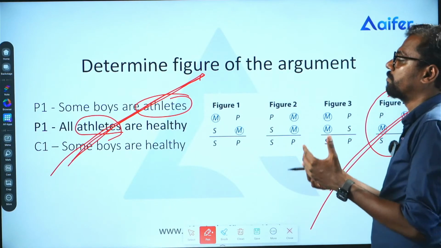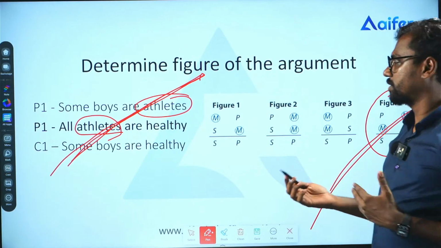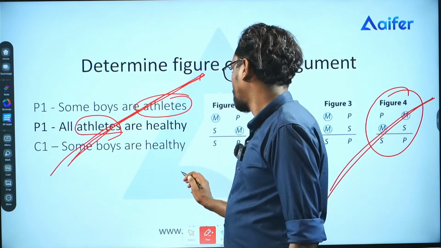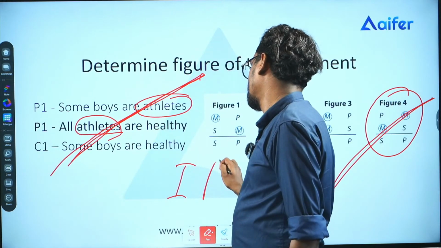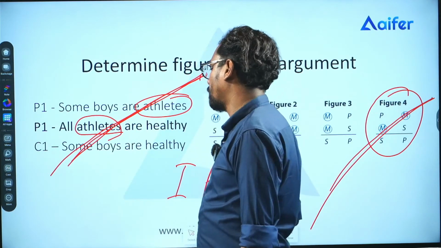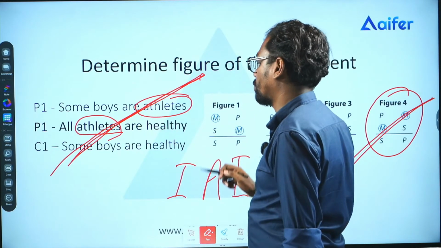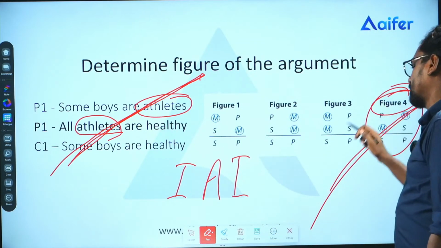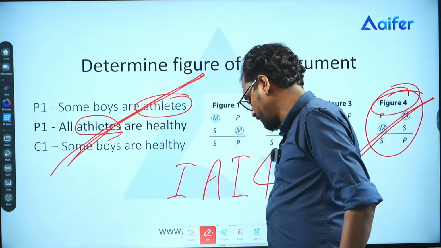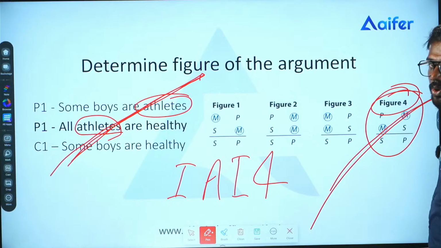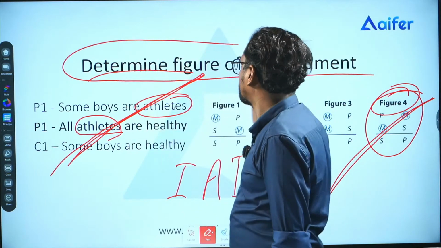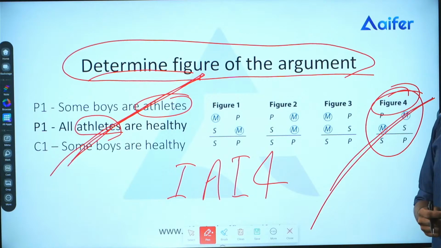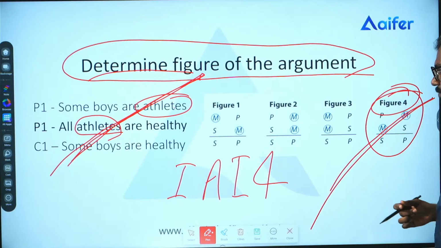But let's try to write both the mood and figure. What is the mood and figure? We have some boys are athletes, which is I. Then all athletes are healthy, which is A. Then some boys are healthy, which is I. So we have IAI and figure 4. So the answer will be IAI figure 4. This is how we find both mood and figure.